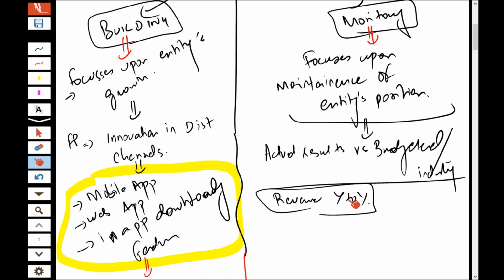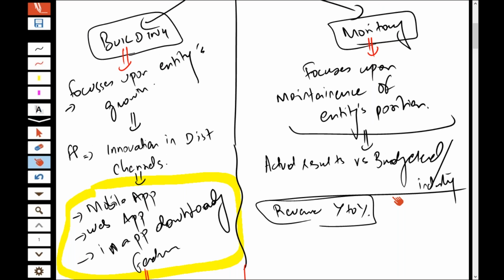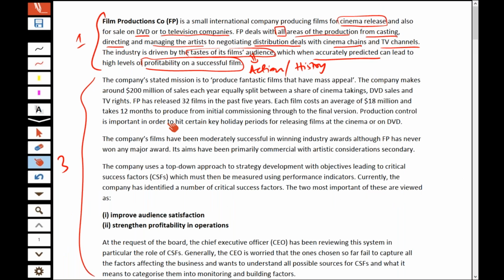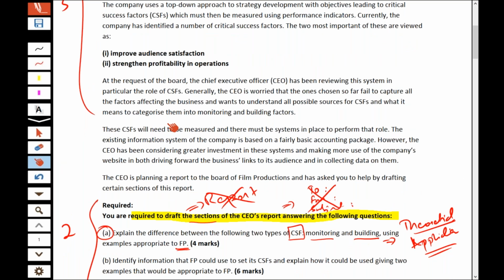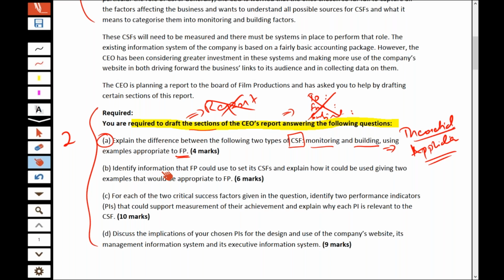Yeah, is everyone okay with this? Now, let's move a bit forward and discuss further. The next requirement to the question says: identify the information that FP could use to set its CSFs and explain how it could be used, giving two examples that would be appropriate to FP.